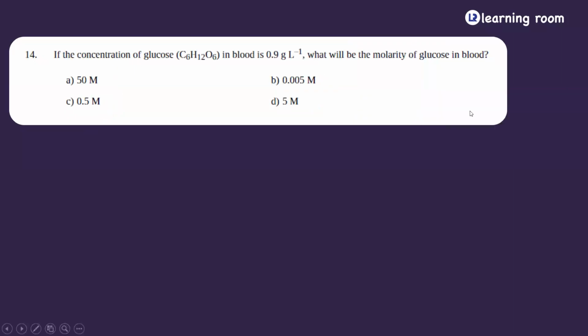If the concentration of glucose in blood is this much, what will be the molarity of glucose in blood? Ananya, tell me what is the formula for molarity?